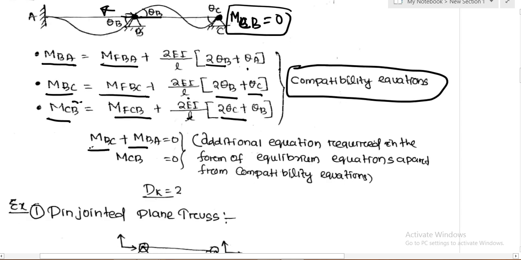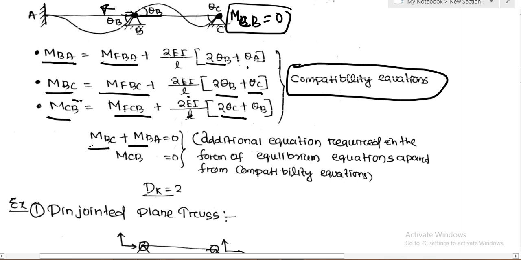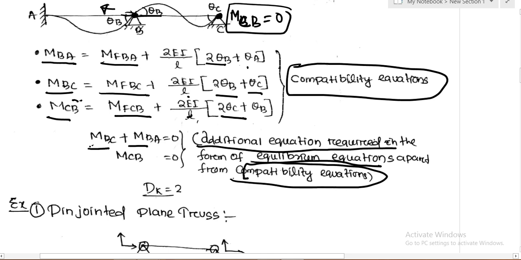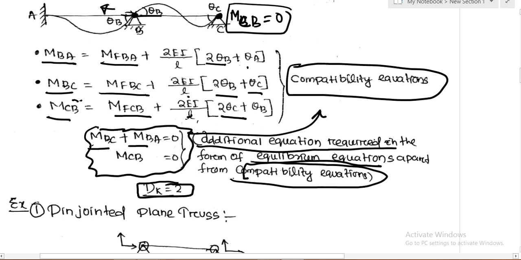Okay. So now these are called the additional equations required in the form of equilibrium equations, apart from the compatibility equations. So what is the kinematic indeterminacy of the structure? That is 2. How many additional equations you can establish apart from the compatibility equations? That is called the kinematic indeterminacy of the structure.